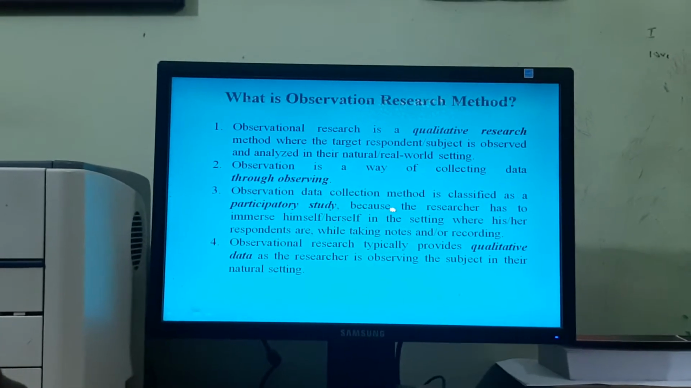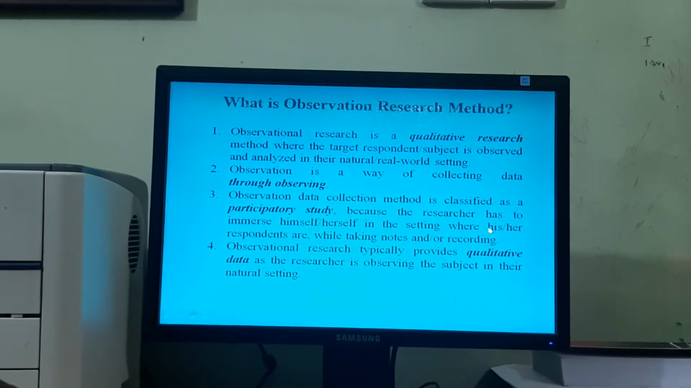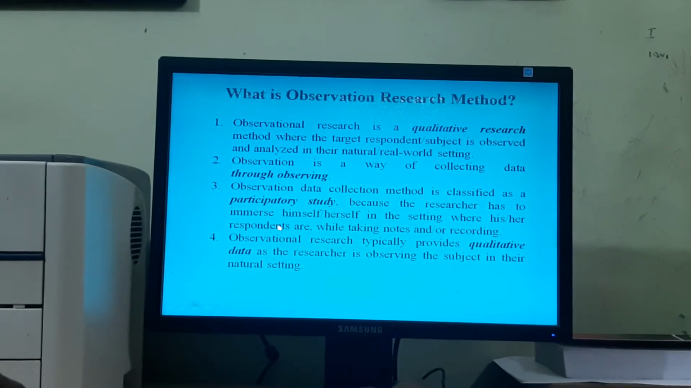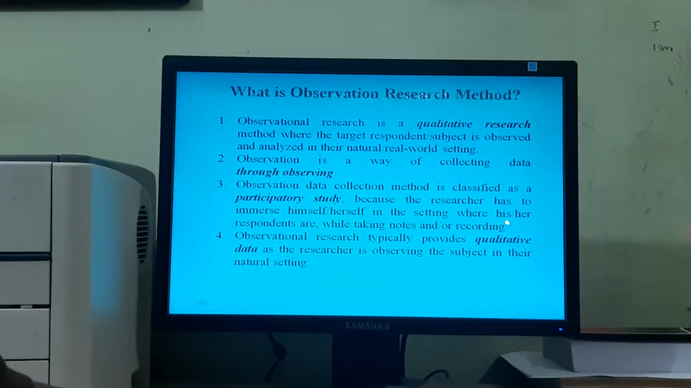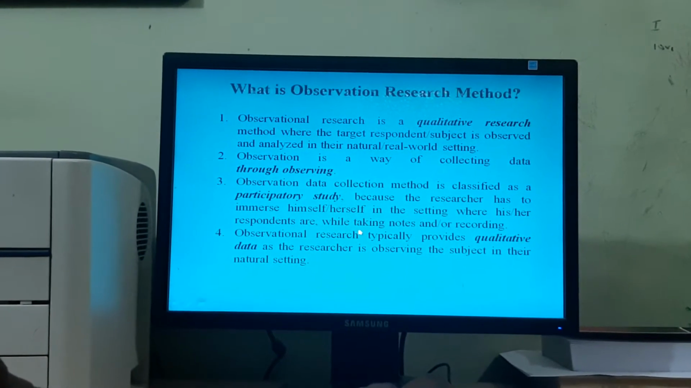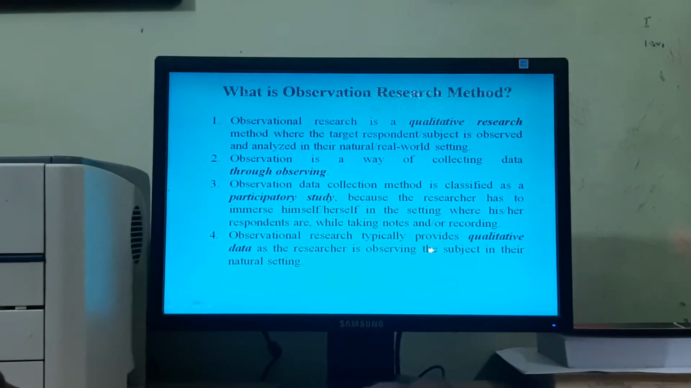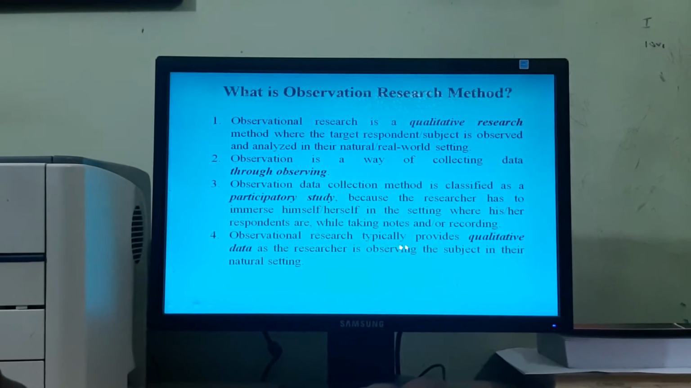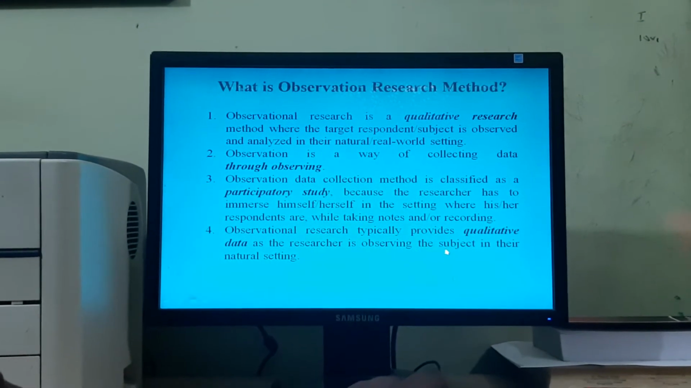The observation data collection method is classified as a participatory study because the researcher has to immerse himself or herself in the setting where his or her respondents are while taking notes and or recording. Observational research typically provides qualitative data as the researcher is observing the subject in their natural setting.